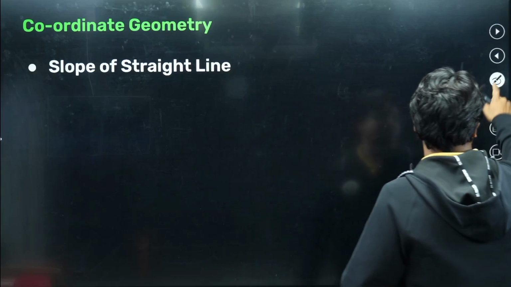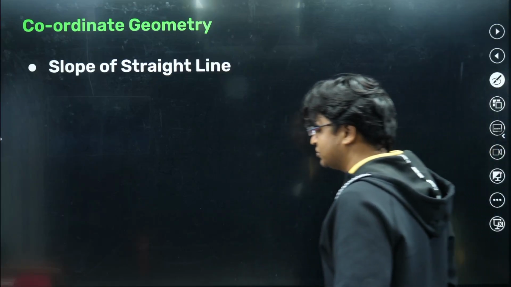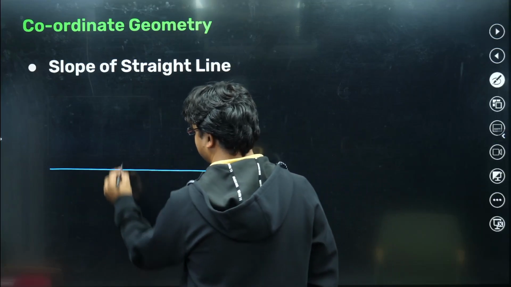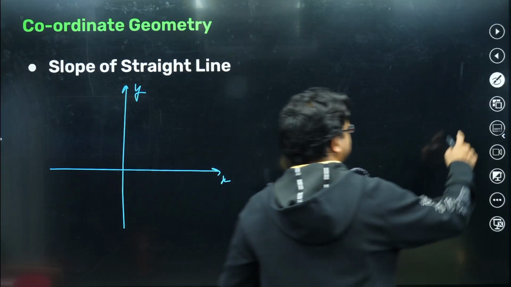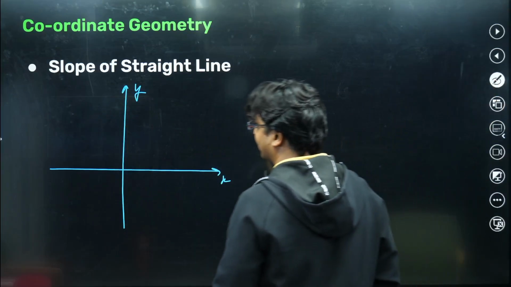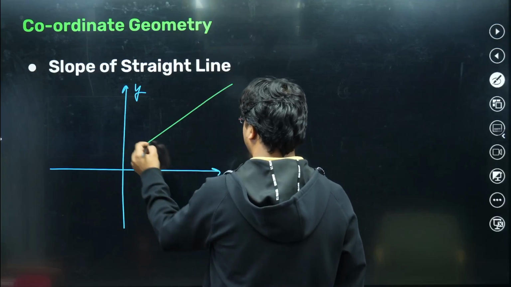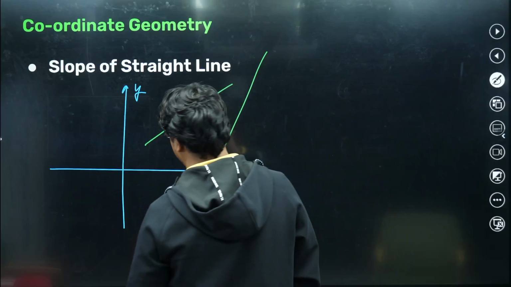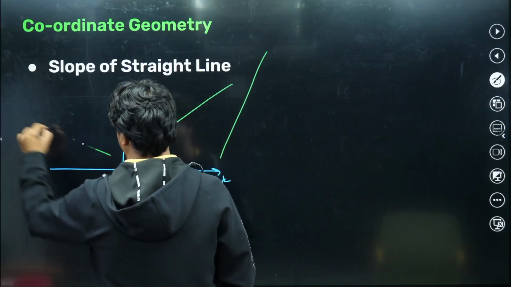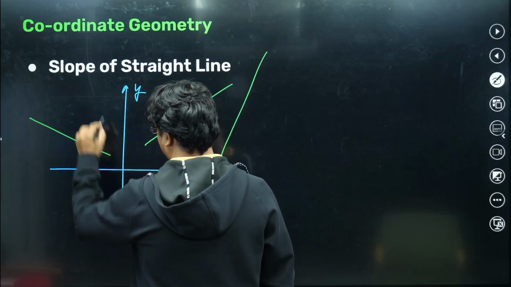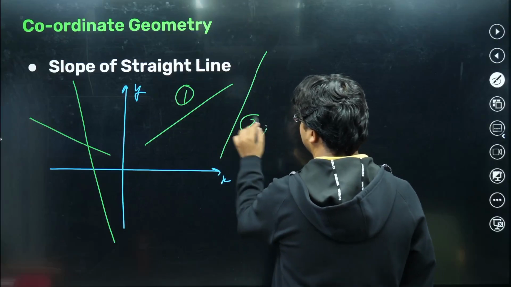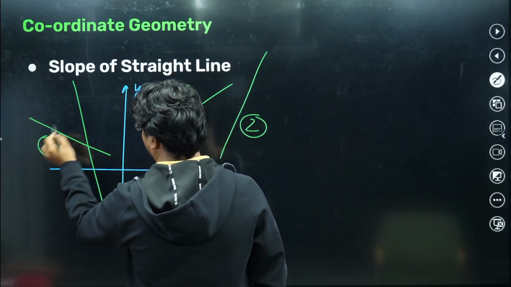So let me give you a quick question, students. Let's say this is the x-axis and this is the y-axis, and I draw 4 lines. One, I can draw anywhere. The location of the line doesn't matter. 2, and 3, and let's say 4. So this is 1, this is 2, this is 3, and this is 4.